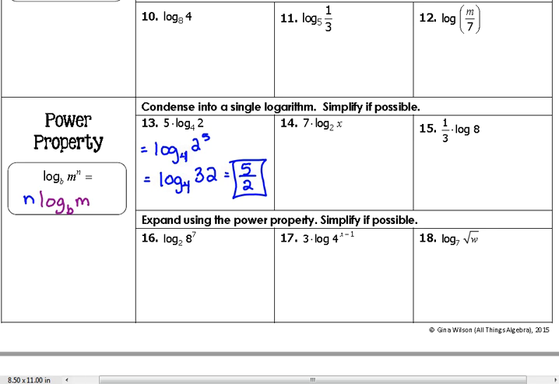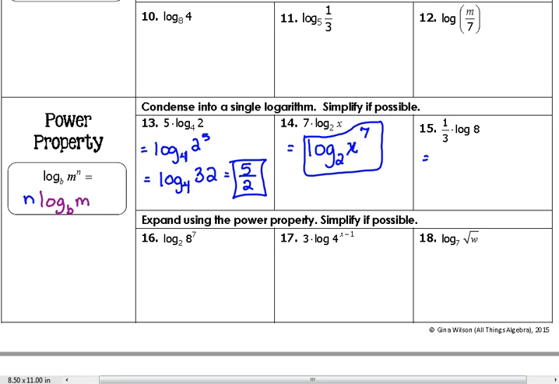Okay, number 14, 7 times log base 2 of x. We can move that 7 to become an exponent on the x. And that's all we can do, because it's an x and there's no number that we can simplify, so that's all we can do with this one.